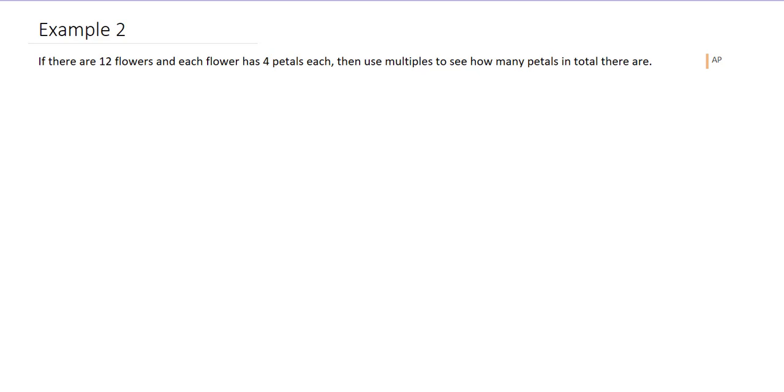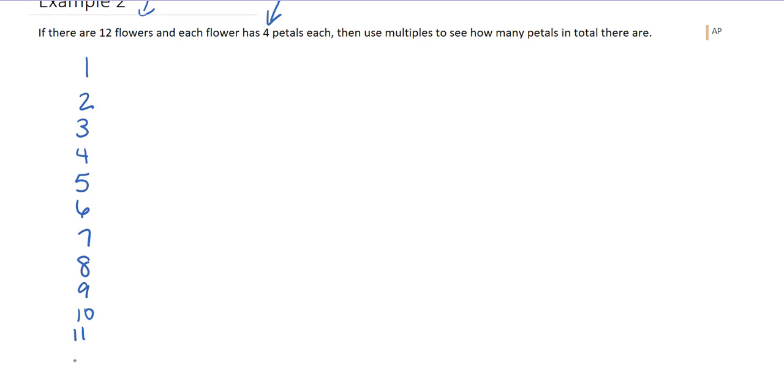Example 2. If there are 12 flowers and each flower has 4 petals, then use multiples to see how many petals in total there are. So, what's our base number? Well, our base number is going to be this 4. And then the flowers, we're going to have 12 flowers. So we're going to go, like the last example, 1 through 5. Now we're going to go 1 through 12. So we're going to go 1, 2, 3, 4, 5, 6, 7, 8, 9, 10, 11, 12.